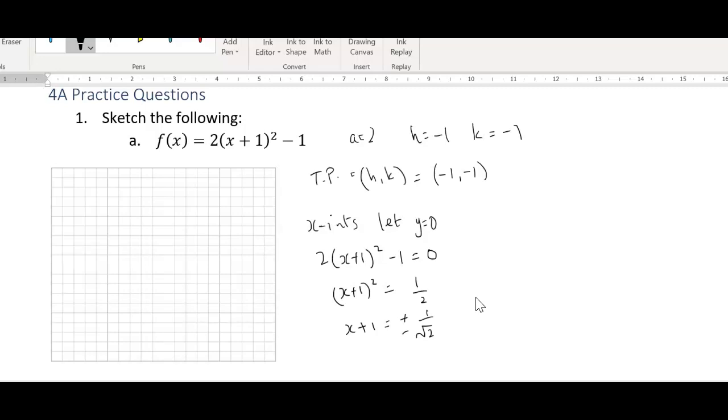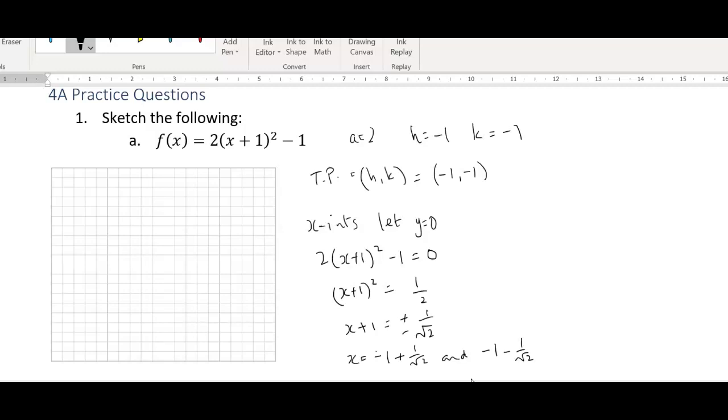Because I take the whole square root of a half. So the square root of 1 is 1, the square root of 2 is root 2. And then I've got x equals -1 plus 1 on root 2 and -1 minus 1 on root 2.